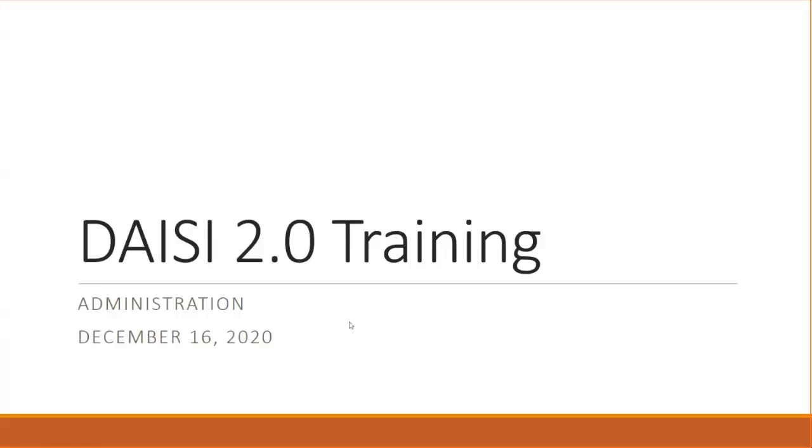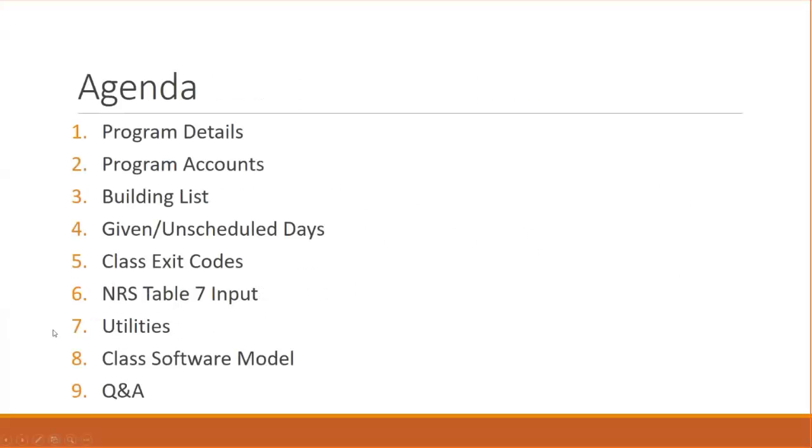So welcome to the DAISI 2.0 training on the administration section. During this training, we're essentially just going to go through each of the different sections of the administration portion of DAISI. Each of these numbers corresponds with a different tab underneath the administration tab. And then we'll be stopping periodically to answer any questions you might have because these are pretty discrete topics today. But we'll also have some time for more general questions at the end.